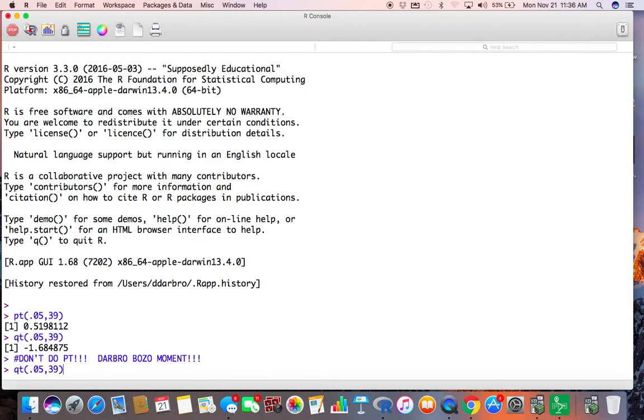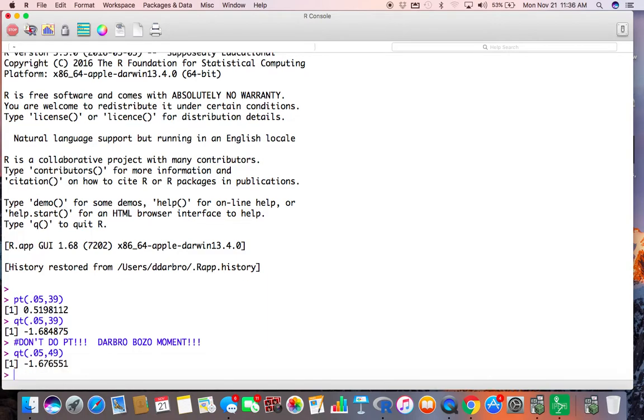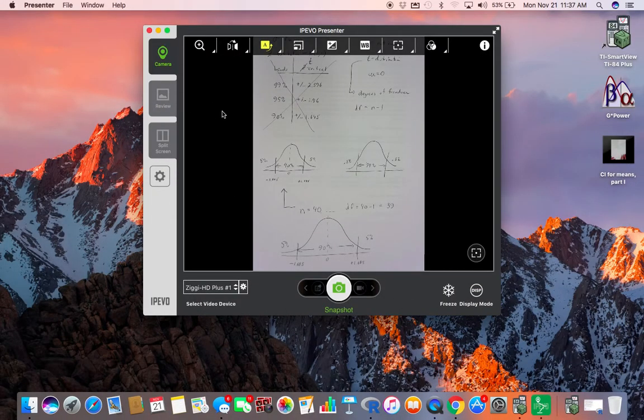And same illustration, if we had a sample size of 50, our degrees of freedom would be 49. So we get negative 1.676551, just like we did on the calculator. All right, so if you don't have the calculator, just pop up R. It's easy, it's free. And it calculates the same thing as does your calculator.